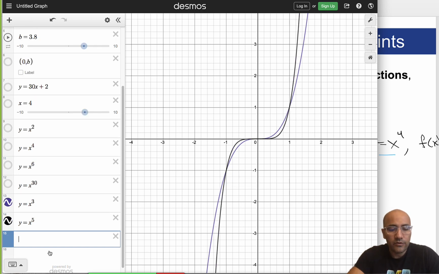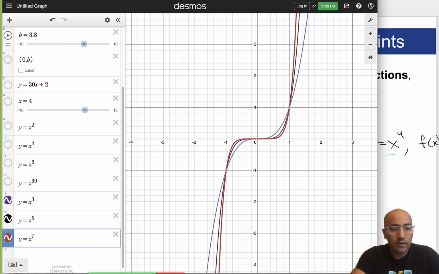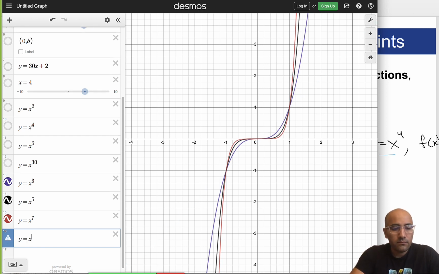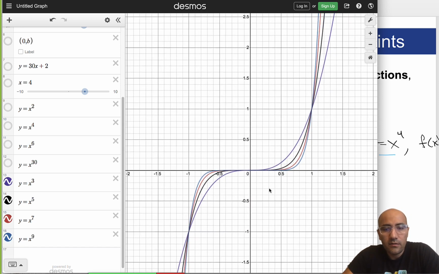Very similar to the previous one. Y equals x to the power of 7. Oops, the power of 7. You see it's even more squared off. Let's pick another really big one. Y equals x to the power of 9. Good. So let's zoom in again.